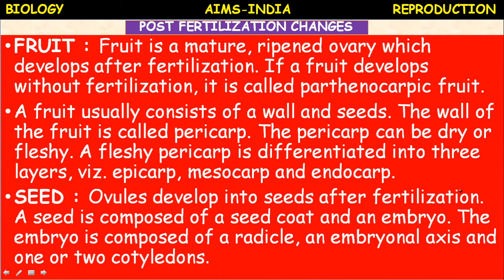So up to now: what is fertilization, what is pollination, what are the types of pollination, and what are the post fertilization changes. Here simply you can remember, after fertilization the ovary develops into fruit, ovules develop into seeds. Okay, the integuments of the ovule develop into seed coats.